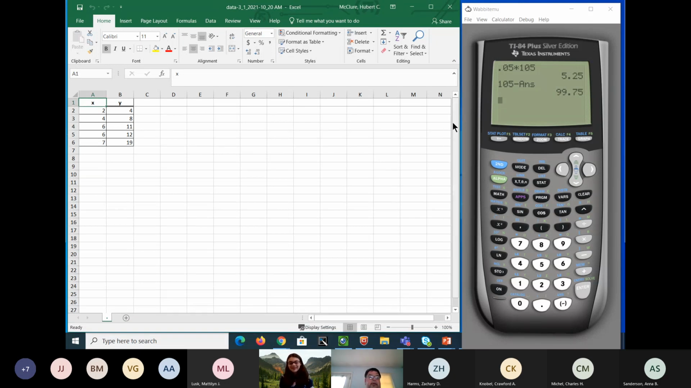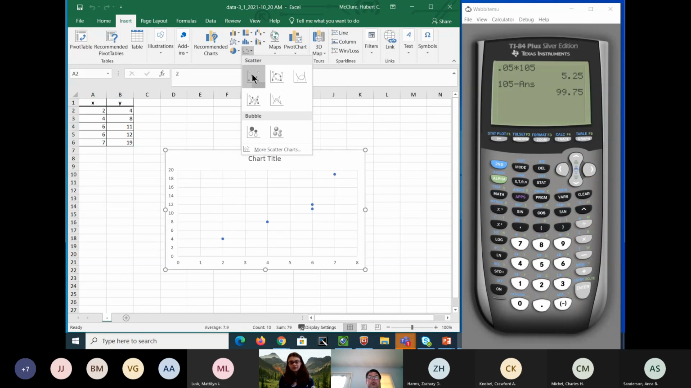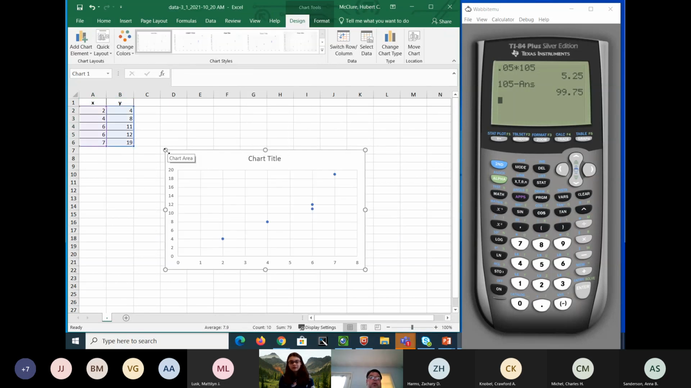Okay, so here we go. The first thing you do is draw a scatter plot. So you highlight those 2 columns. You go to Insert. You go over to where it says Charts, and you see different kinds of charts. Go to the scatter plot chart, pull down the menu, and click on scatter plot. So that's how you do it in the Excel spreadsheet.